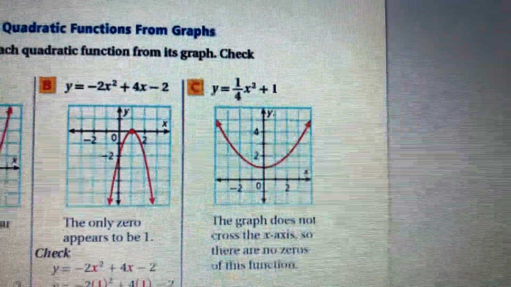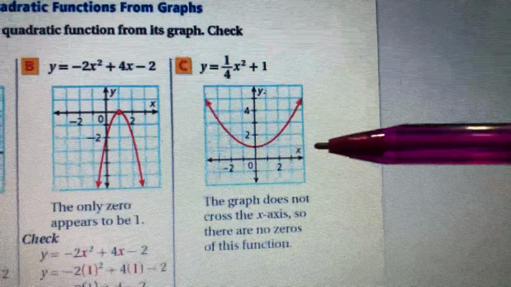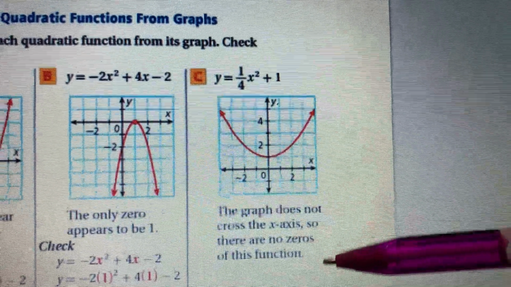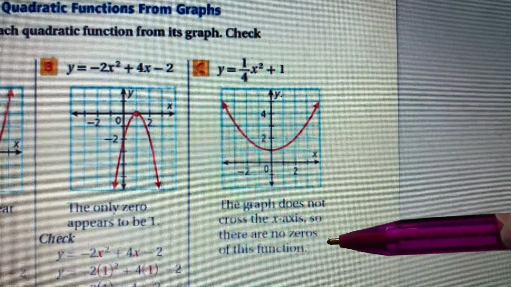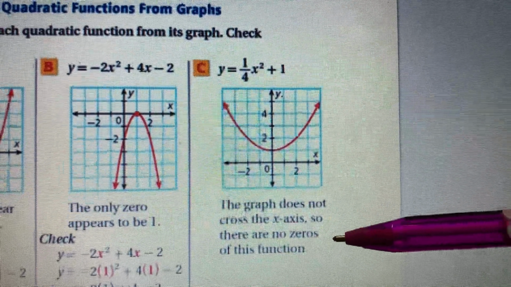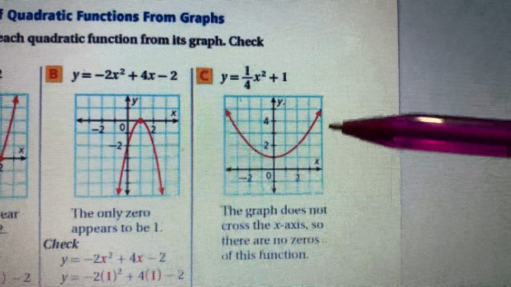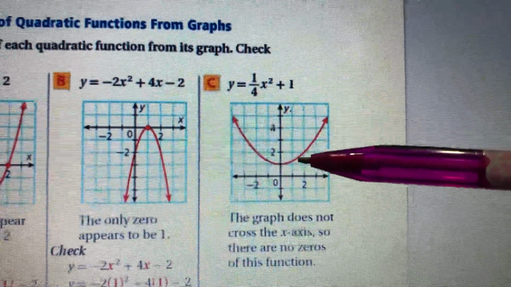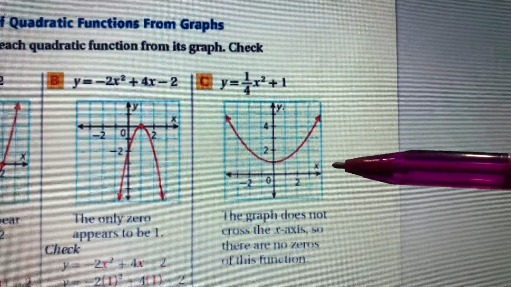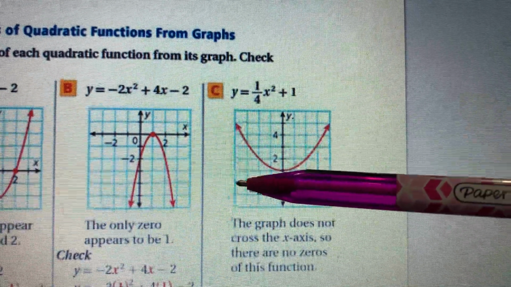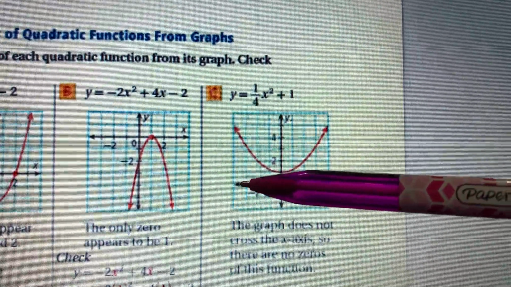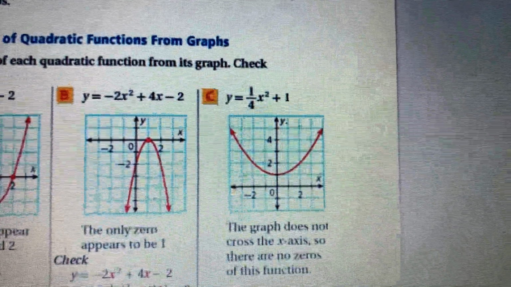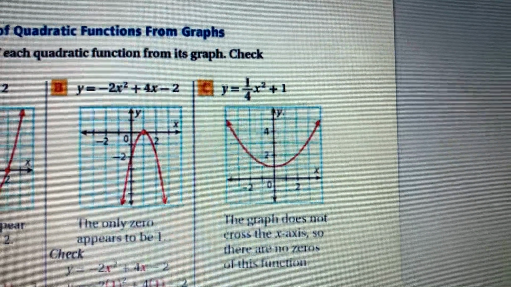In the case of example 1c, the parabola is not touching the x-axis, so you are not going to have any zeros of the function. The only way you can have zeros of the function and recognize them from the parabola is when the parabola touches the x-axis. That means it has to touch this line of the x-axis. If it does not touch the x-axis, then that means there are no zeros of the function.